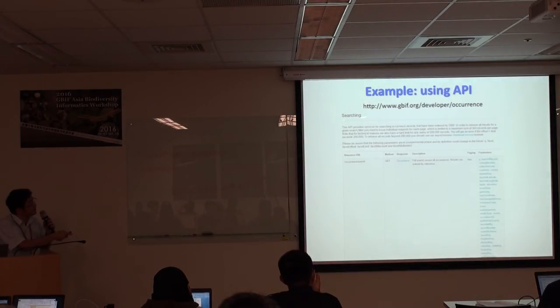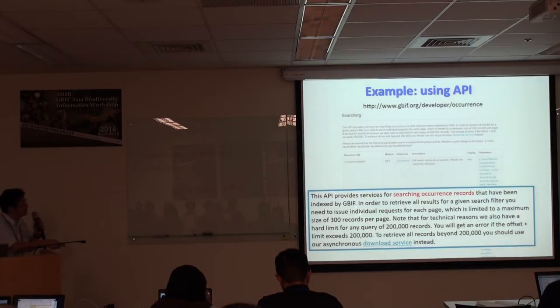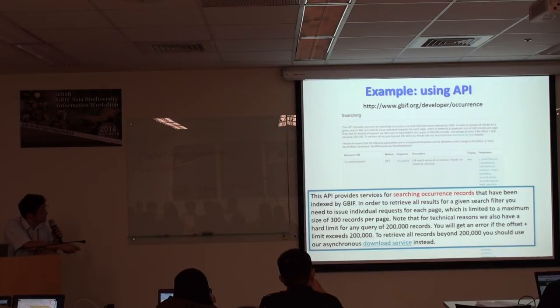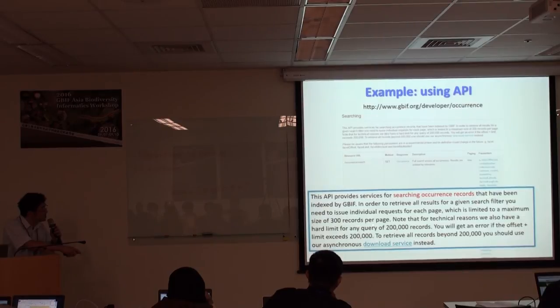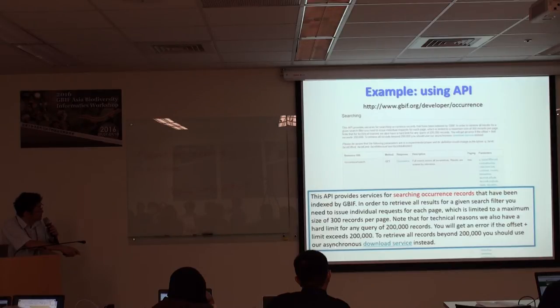So how to learn API? You can go to this website to see these things. But you may already be tired of looking at these things. What are they? You don't have to worry. Here's the explanation from this website, which I enlarged. This API provides services for searching occurrence data records that have been indexed by GBIF. In order to retrieve all results for a given search filter, you need to issue individual requests for each page, which is limited to a maximum of 300 records per page. Note that for technical reasons, we also have a hard limit for any query; you will get an error if the offset limit exceeds this number. To retrieve all records beyond this number, you should use our asynchronous download service instead.